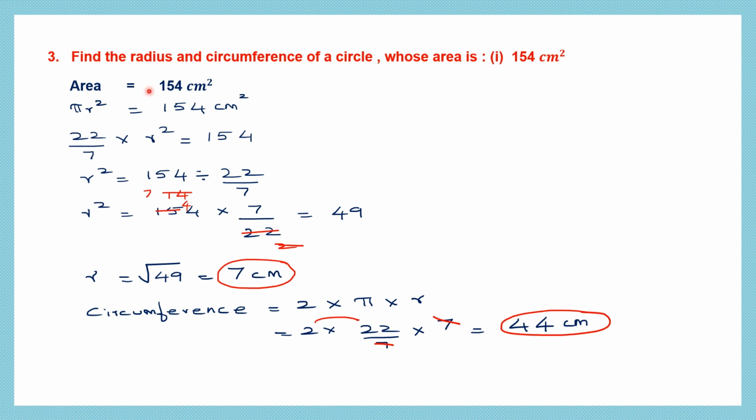So we found both the answers. The radius is 7 centimeters and circumference is 44 centimeters. So we can write that radius is 7 centimeters, circumference is 44 centimeters.